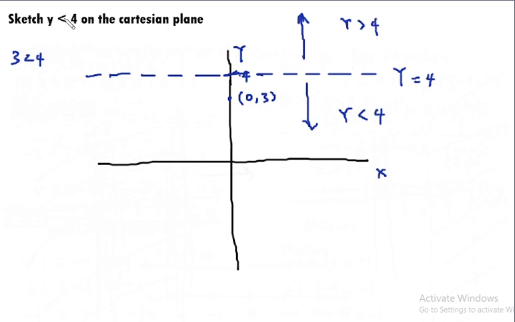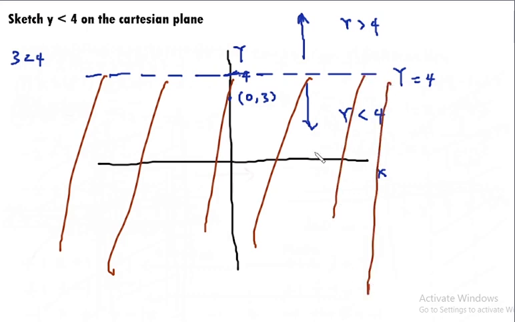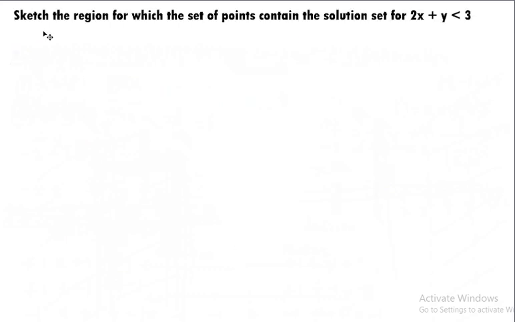The one we are looking for to shade is the y is less than 4. So you simply shade this part of our graph. So this is the shading for y is less than 4. Let's take a more complicated example. For our next example, we are asked to sketch the region for which the set of points contain the solution set for this inequality.